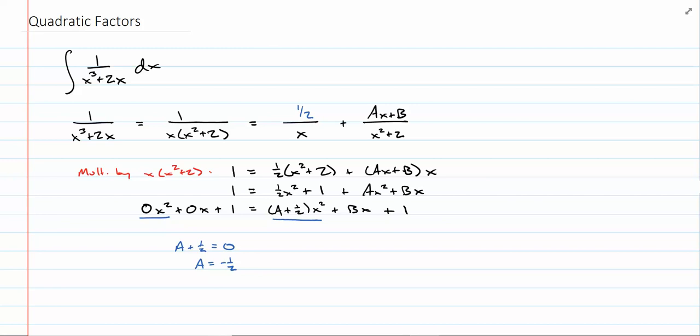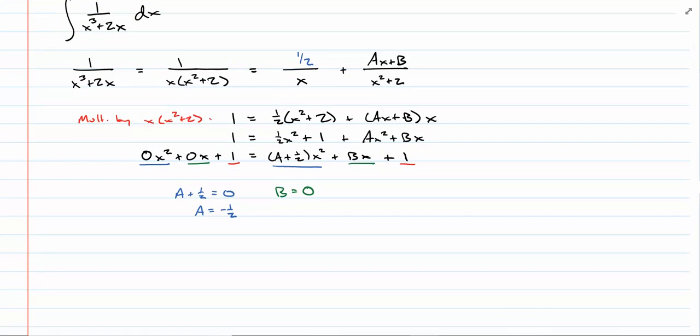Similarly, on the left side I have 0x. On the right side I got bx. That must mean that b equals 0. Notice that both of them have a constant term of 1. That's good. That basically means that we did the cover-up method correctly. Alright, so now we know a and b. And so now we can plug those in and actually do our integral.